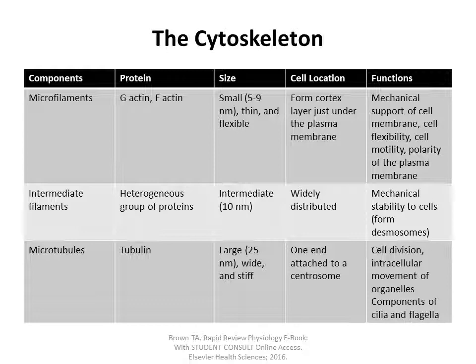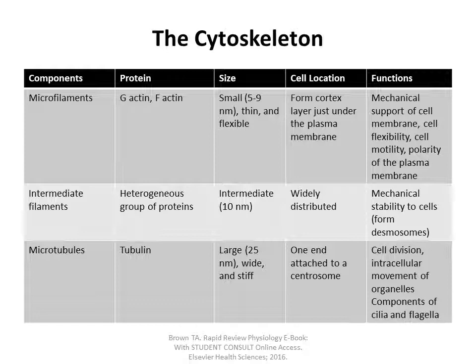Intermediate filaments. These are composed of a heterogeneous group of proteins. So many examples. For example, there are vimentin filaments. Their size is intermediate, that is between the microfilaments and microtubules. Their location, they are widely distributed. Many cell types have their own kinds of intermediate filaments. What are their functions? They provide mechanical stability to cells, and they form desmosomes, which are cell to cell adhesions. So it is important to remember, if you forget everything else, that intermediate filaments are involved in the desmosomes.